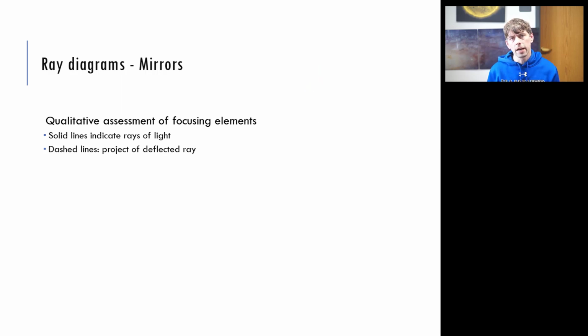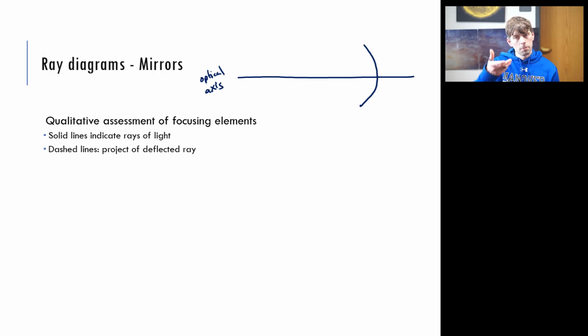Now for a ray diagram, there's a couple of things that we need to draw. Number one, I always encourage you to draw in some line to represent the optical axis. And for purposes of this class, we will assume that we have some sort of rotational symmetry. So if I draw a concave mirror, you can pretend that that's rotated around the optical axis to form the actual mirror. Okay.